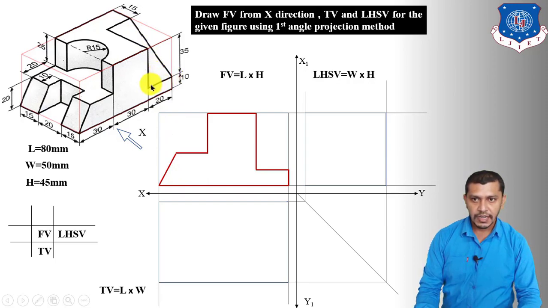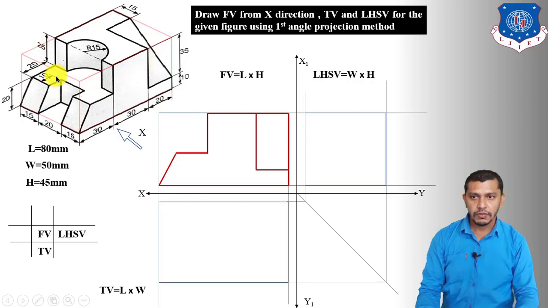So this line will give us a projection over here. This line will give us a projection over here, and this inclined line will be a vertical line in the front view, exactly over here. So connect these two lines like this. So this rectangle will give us a view of this inclined face in the front view. It will be visible as a rectangle in the front view.